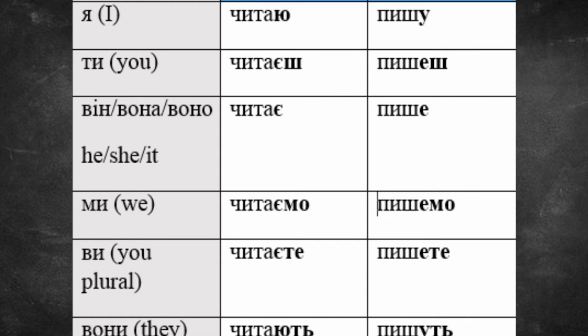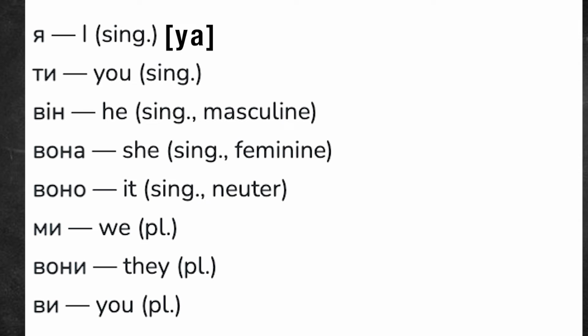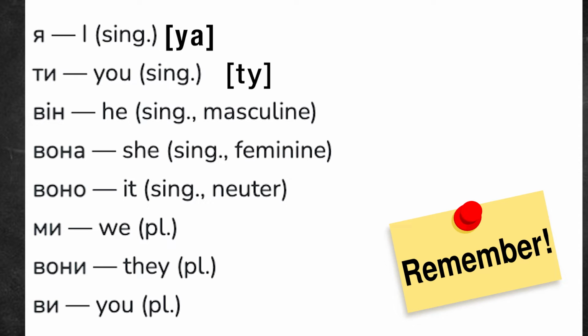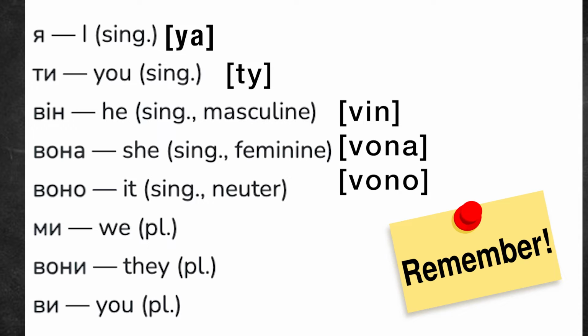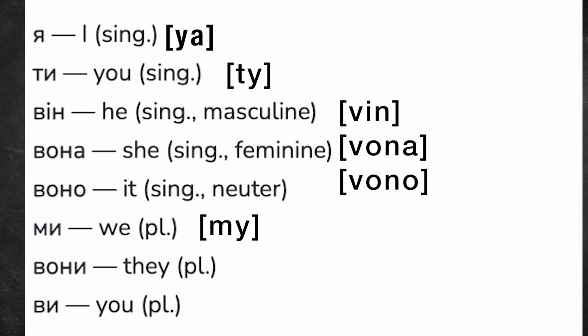We have the persons, я, ти. By the way, let's quickly look at the person, Ukrainian person. Repeat after me. Повторюйте за мною. I, я, you, ти, he, she, it. Він, вона, воно, we. Ми, you, ви, and they, вони. Good. So now we know the persons in Ukrainian.